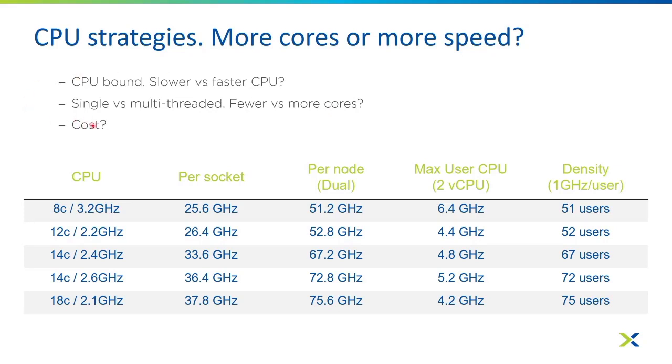Cost, I really can't comment on that. I mean, the processor prices change daily. So this is a chart that's probably a year old already. But again, the comparison here is from an 8-core 3.2 gig machine, so we're talking about 2 vCPU configurations of 51 users per node, and then an 8-core 2.1 gig machine with 75 users per node.